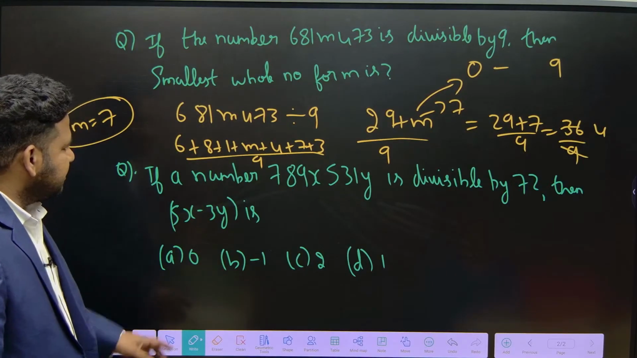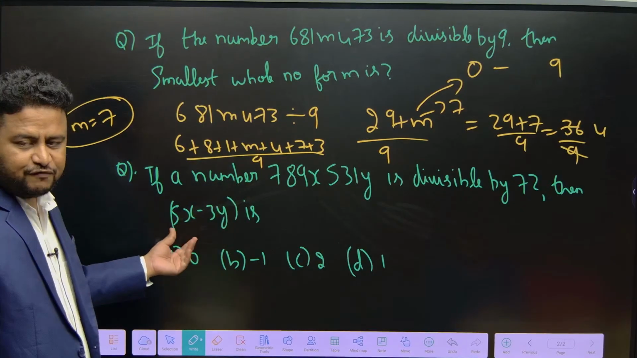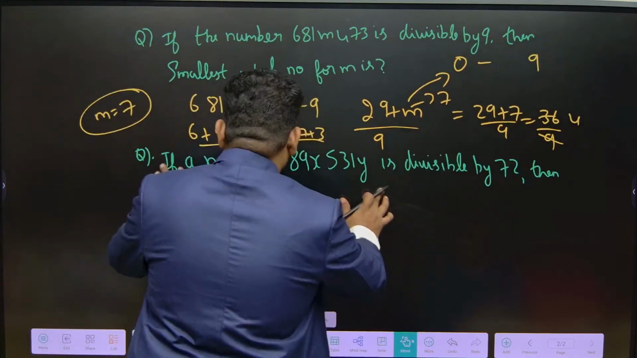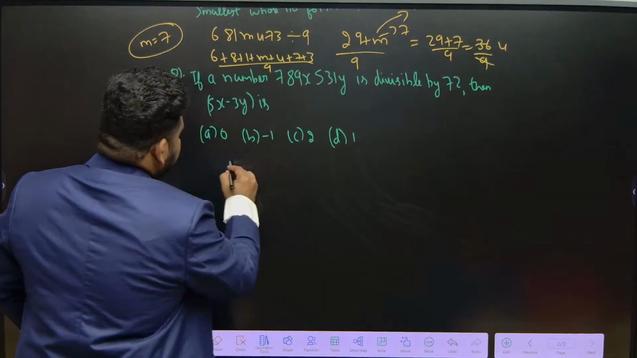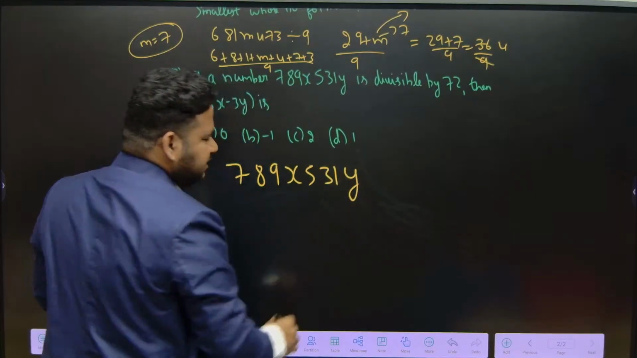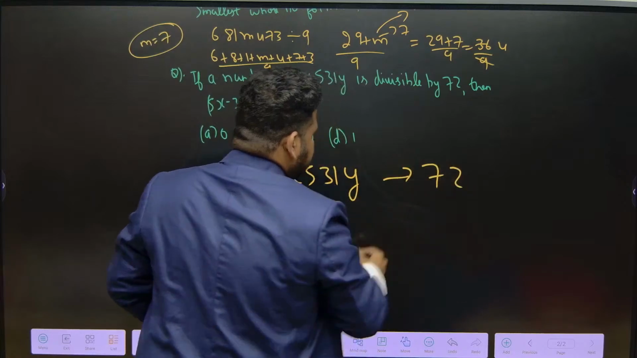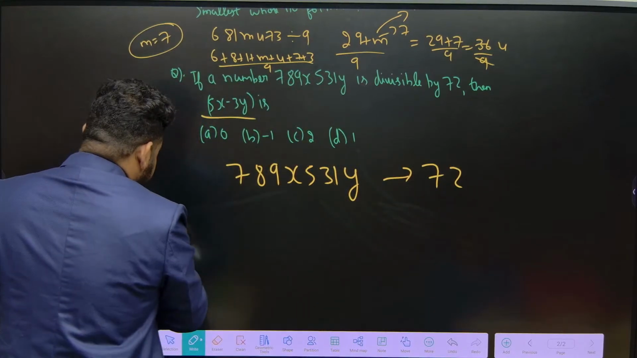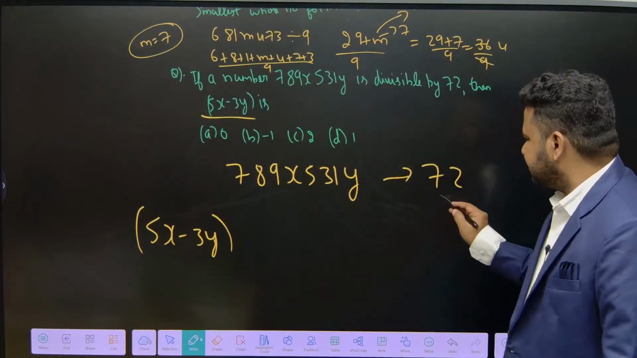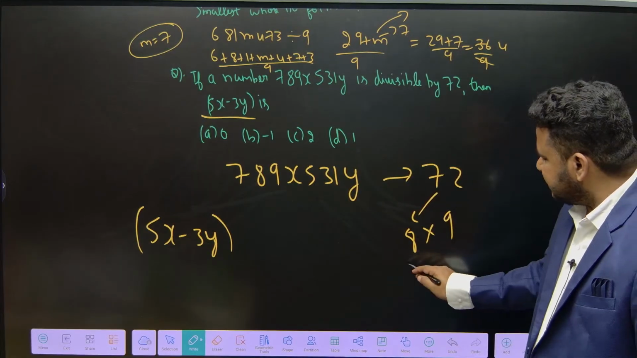They are telling if the given number is divisible by 72, then the value of 5x minus 3y is equal to what? Look at this, they are telling that 7 8 9x 5 3 1y is divisible by 72. Then they are asking us to find 5x minus 3y. Now 72 can be written as 8 into 9, correct? So first let us check for 8.